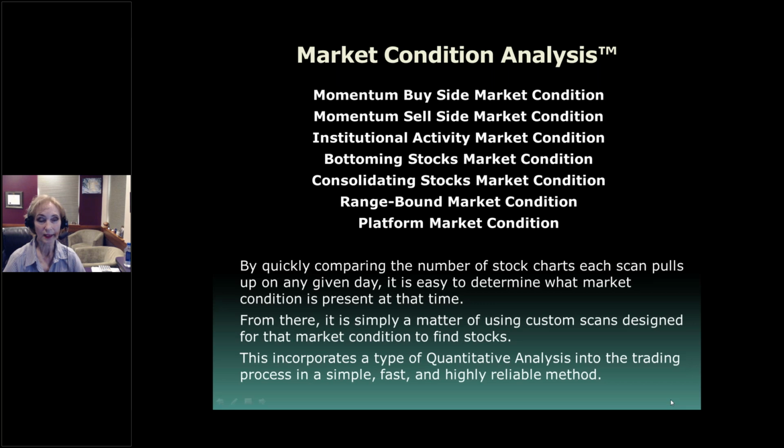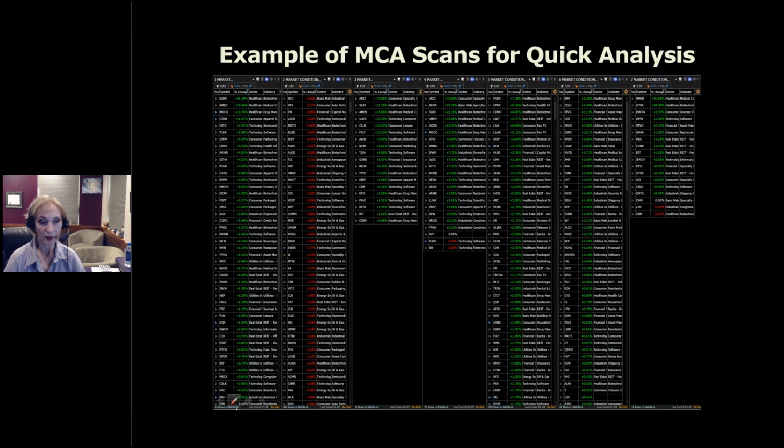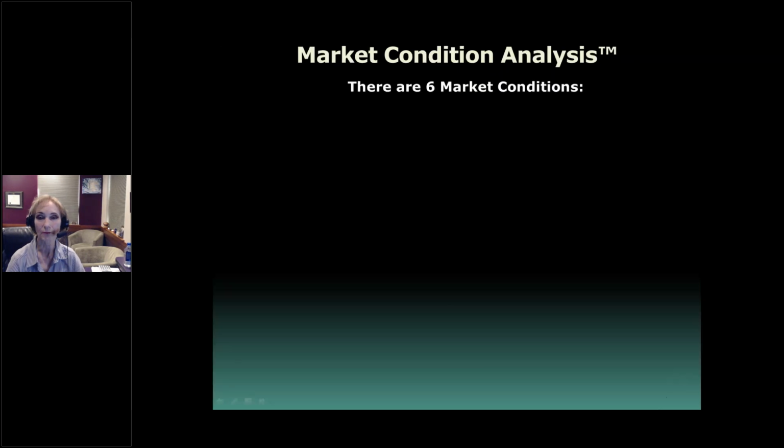These are the scans. This is an example from yesterday. We can see that we have a low number of momentum buys. We have a very high number of momentum sells. The institutional activity is very, very light. Avoid. Bottoming scans, there are very few bottoming scans. There are many stocks that are consolidating. There are many stocks that are turning in their range-bound position because we're in a trading range market condition heading into a bear, and we have very few platforms developing. All this can be done in just a quick glance, calculating the numbers, and you know what market condition you have. It's very simple, very easy. All my students use it.